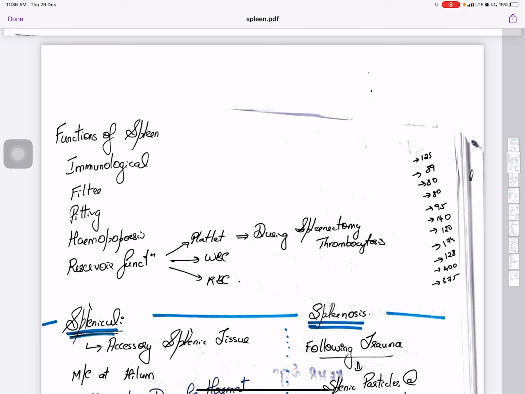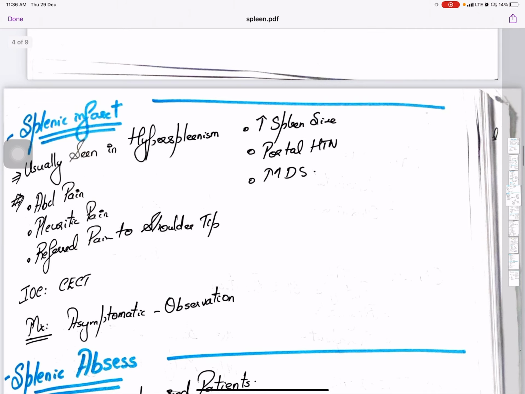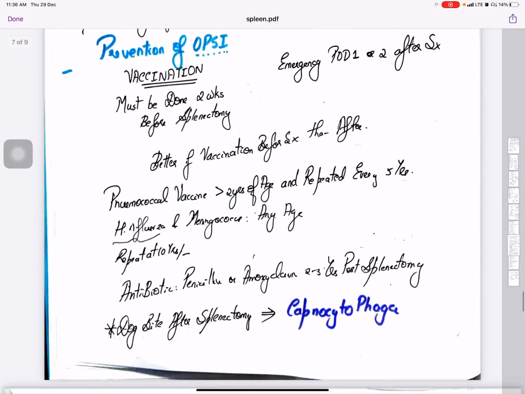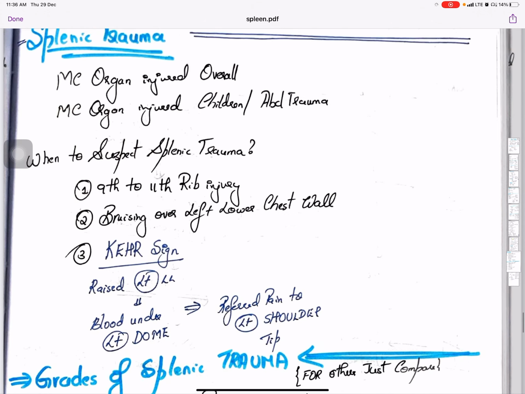Functions of spleen. Next question: splenic rupture clinical features. Causes of splenomegaly already finished, no? Infection, blood diseases, malignancy, metabolic, portal hypertension, collagen disease, amyloidosis. Splenectomy indications, post-operative complications, hypersplenism is remaining, splenic rupture is remaining. So splenic rupture and splenic trauma. Splenic rupture is the most common type, most common abdominal organ ruptured, most common rupture in children.